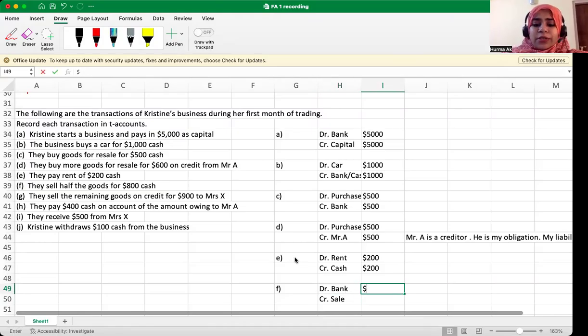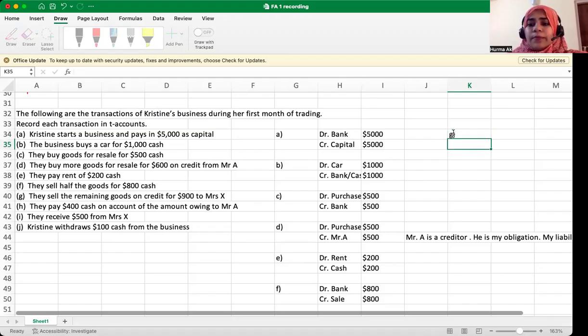It's for 800. So remember, guys, you're going to be following the same structure. You first do the debit and then do the credit. Debit comes first and then comes credit. That's how your journal entries are going to be framed. All right, we're going to go side by side so that we don't lose out on the screen. We're going to do G. What is G? They sell the remaining goods on credit for $900 to Mrs. X.